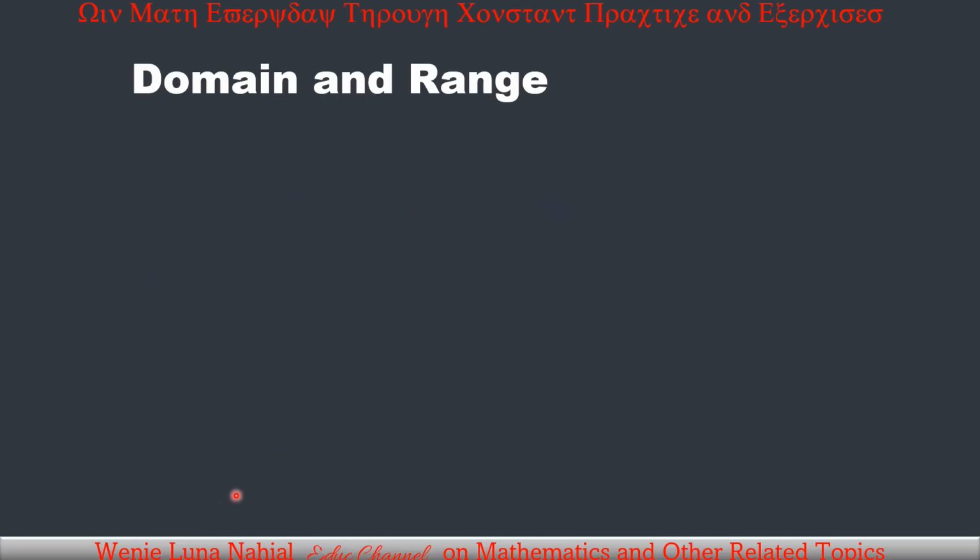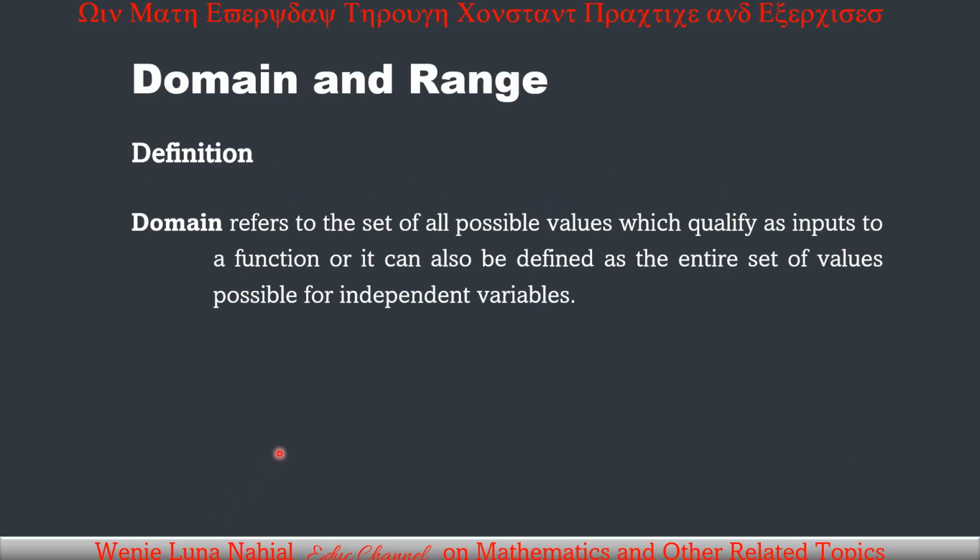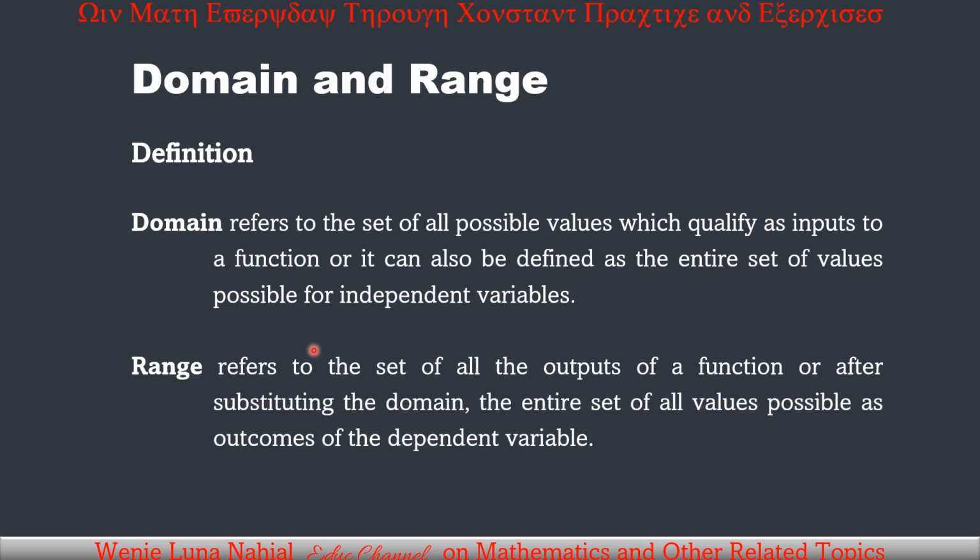Let's define domain and range. Domain refers to the set of all possible values which qualify as inputs to a function, or it can also be defined as the entire set of values possible for independent variables. Then range refers to the set of all the outputs of a function, or after substituting the domain, the entire set of all values possible as outcomes of the dependent variable.